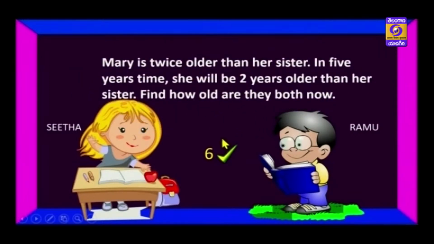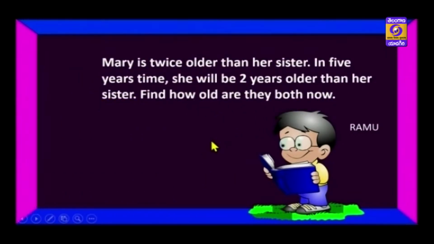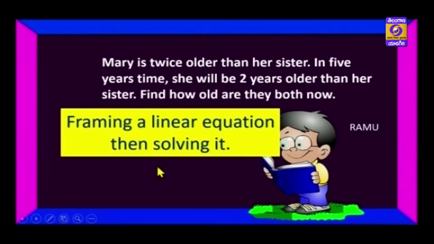So Ramu in this case wants the answer directly without any guessing. So Ramu wants a technique to get the answer directly, and the technique is framing a linear equation and then solving that linear equation. He will reach the answer directly.